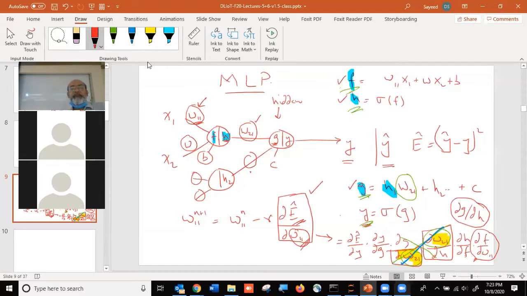So let's say I want to write down the equation of W11 n plus 1. I'm going to try to write it down, minus. Now the rest of it is fairly similar. This will again be minus 2e, right? What will dy by dg be? It will be again a sigma, so this will be sigma times 1 minus sigma, all right? What will dg by dh be? dg by dh.